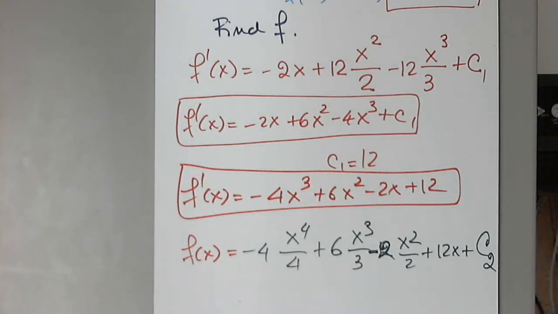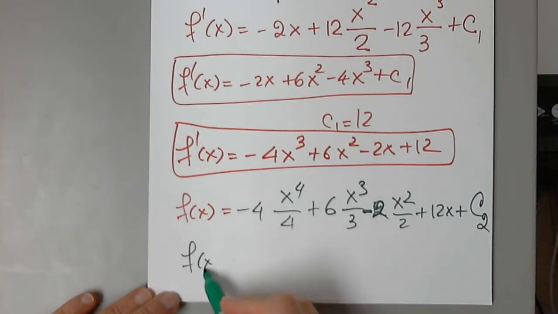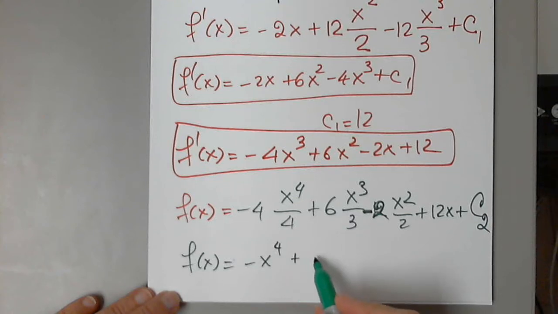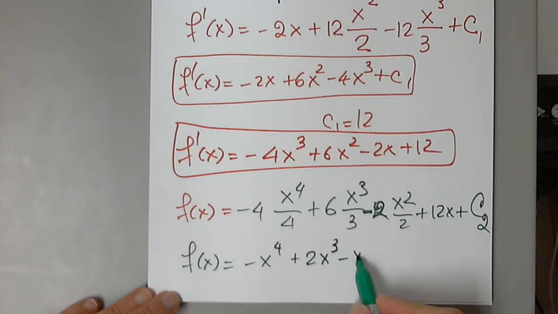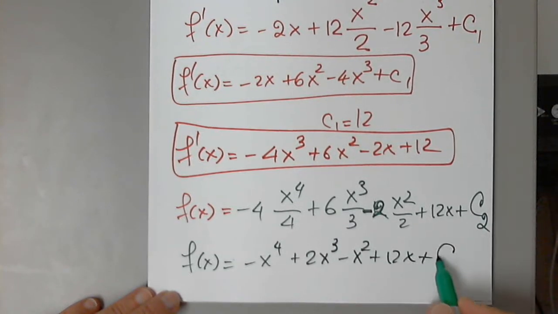So we copy negative 4. We increase the power of x and we divide by that power. We copy 6. We increase the power of x, we get 3. We divide by that number. We copy negative 2. We increase the power by 1 and we divide by the result. Plus 12x plus C2. Is everyone okay with this? Everyone? And yes, we have to simplify. And f of x is negative x to the 4th plus 2x cubed minus x squared plus 12x plus C2.